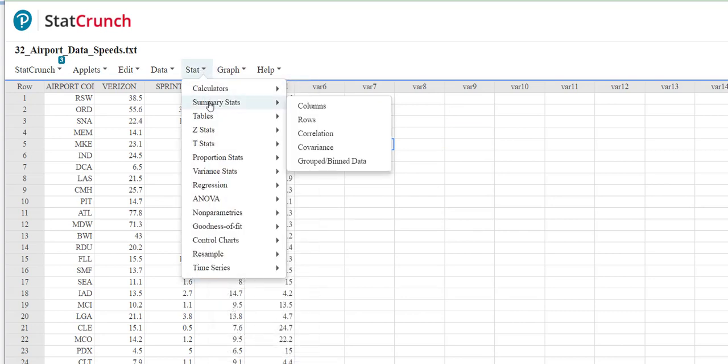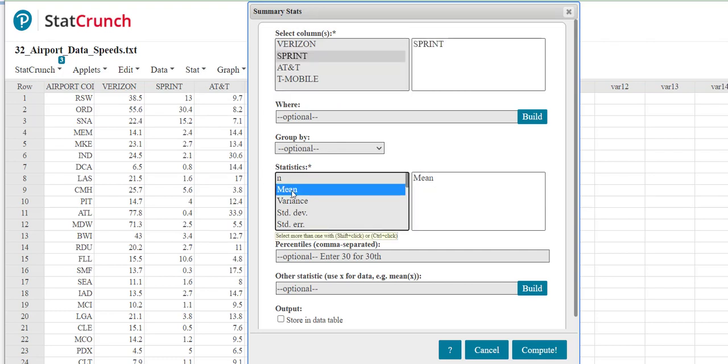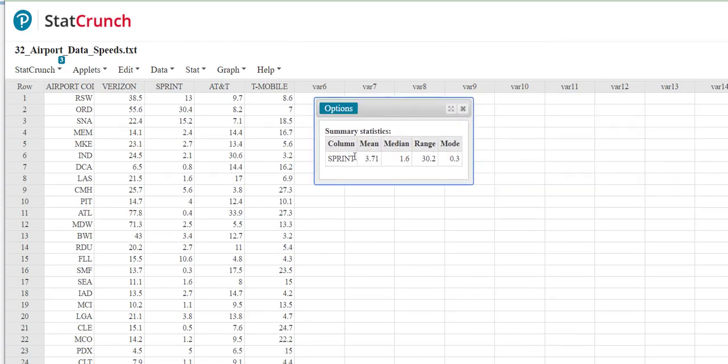So let's practice. So summary stats, columns. Now I'm going to go to Sprint and do the same thing. Mean, scroll down to find the median, control, median, and then the range and the mode. And compute. And here are our statistics for Sprint. So the mean is 3.71, the median is 1.6, the range is 30.2. Now remember, these are the megabits per second. These are the data speeds while you're waiting at the airport. So Sprint is not looking very good compared to Verizon, right?